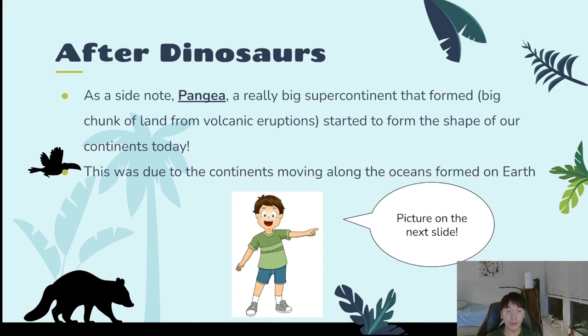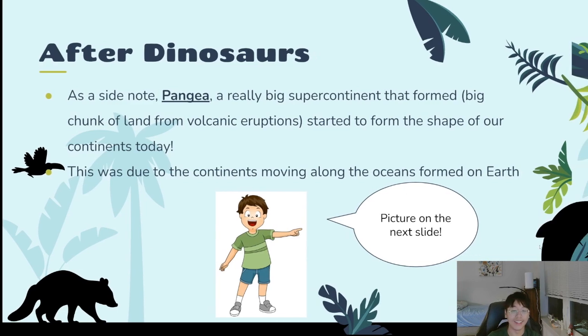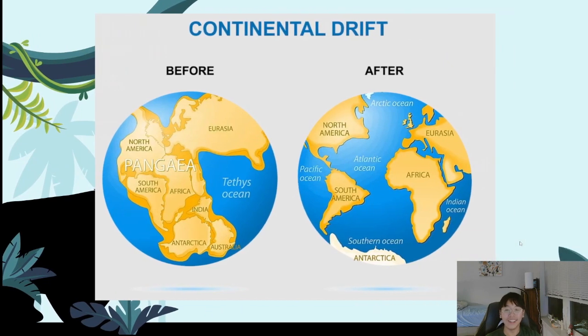So Pangea was a huge piece of land, and it started breaking apart due to the oceans that were on the Earth. And it started floating, floating, floating until it shaped how our Earth is shaped today. The picture's on the next slide. Okay, let's see it. This is the picture he was talking about.